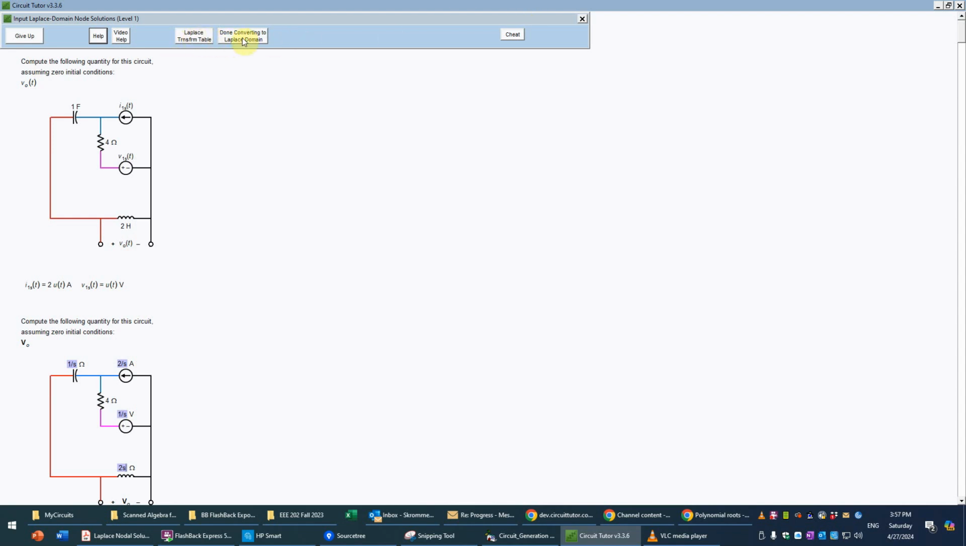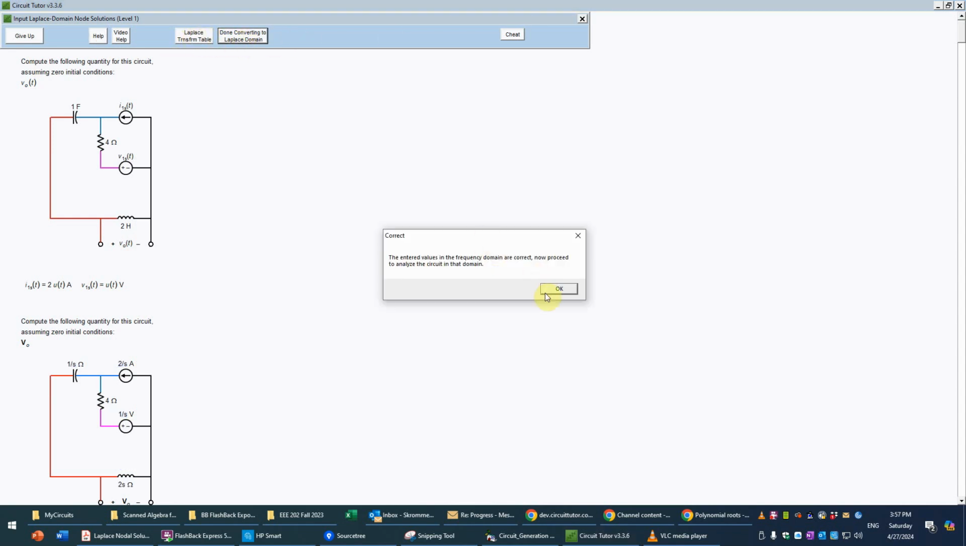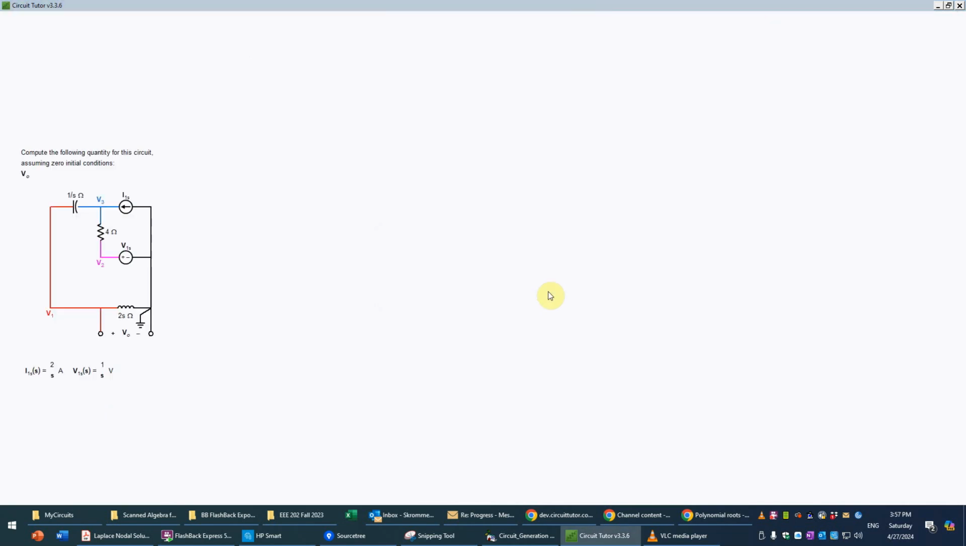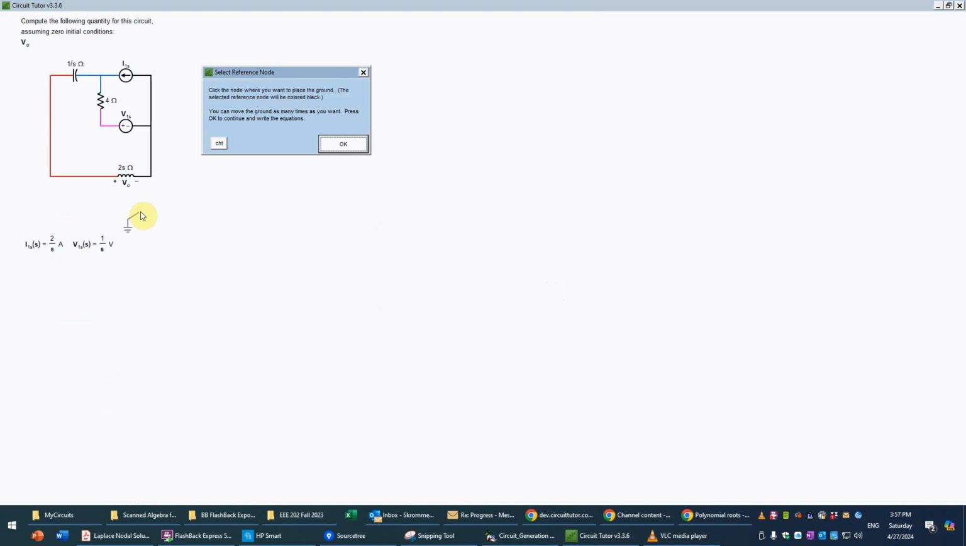Okay, so we'll check that. That is correct. And now it's going to redraw the circuit for us in the Laplace domain. And it's going to ask us now to first select our reference node.